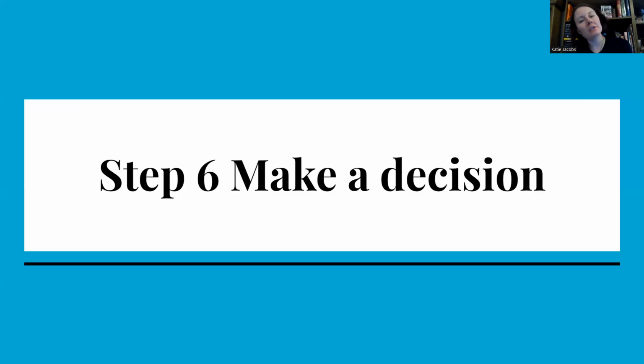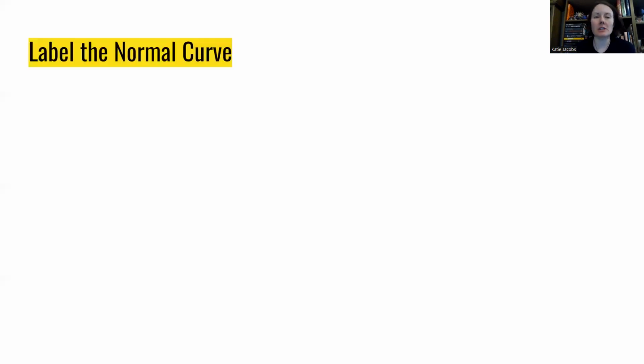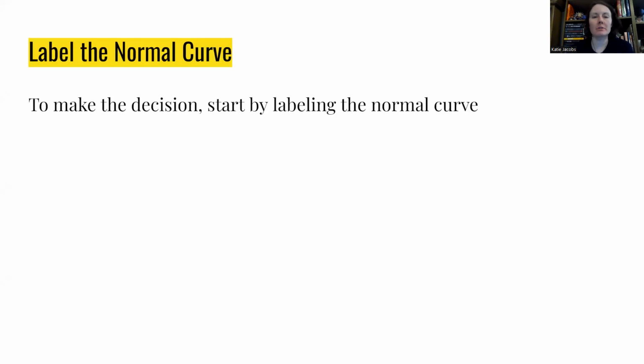After we find our critical values, then we're going to move into step 6 where we make a decision. To make our decision, we're always going to label our normal curve.